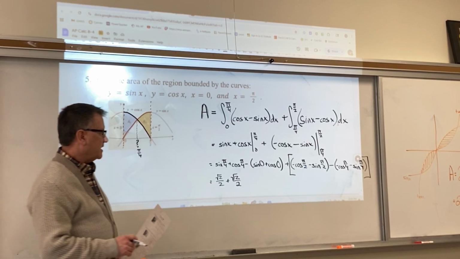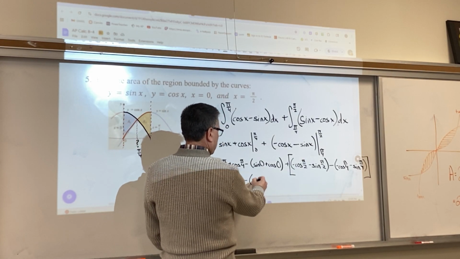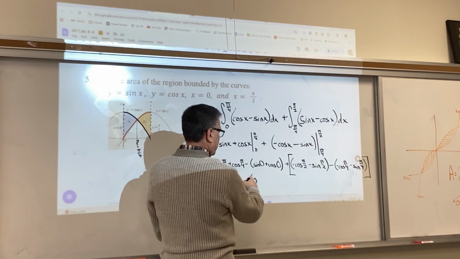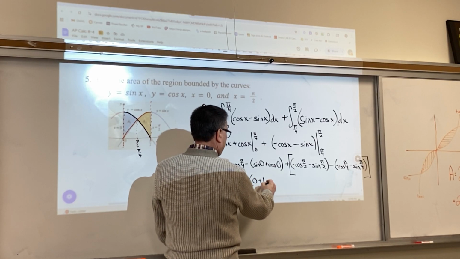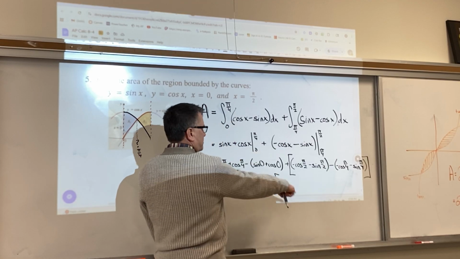Okay, so we got that. And minus what this is about to come out to be, sine of 0 is 0. Hey, we did that in the graph. And cosine of 0 is 1. And then I'm going to add to that the other piece.